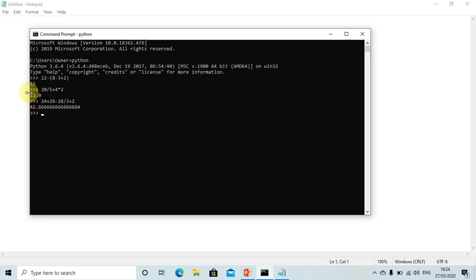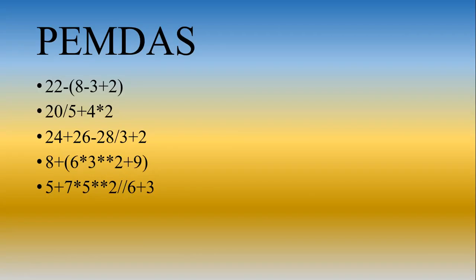Let us check what Python has to say. So I have put in the same expression and Python is giving us 42.6666 recurring. Okay, now let us check with the next example. Okay, so our next example is this.